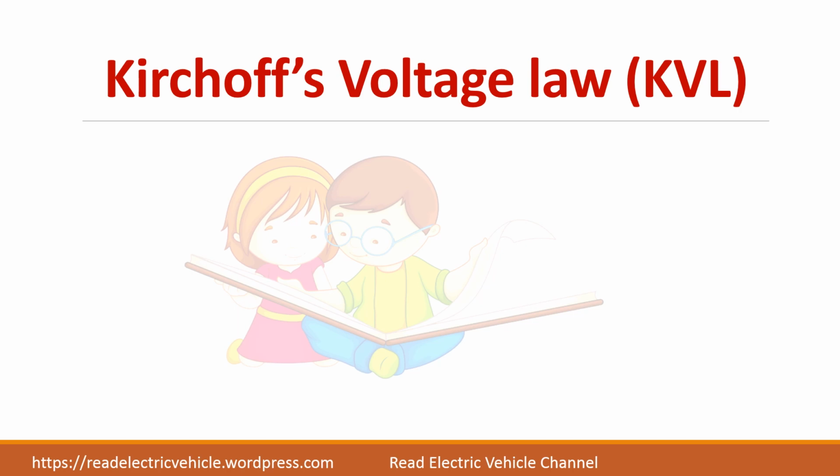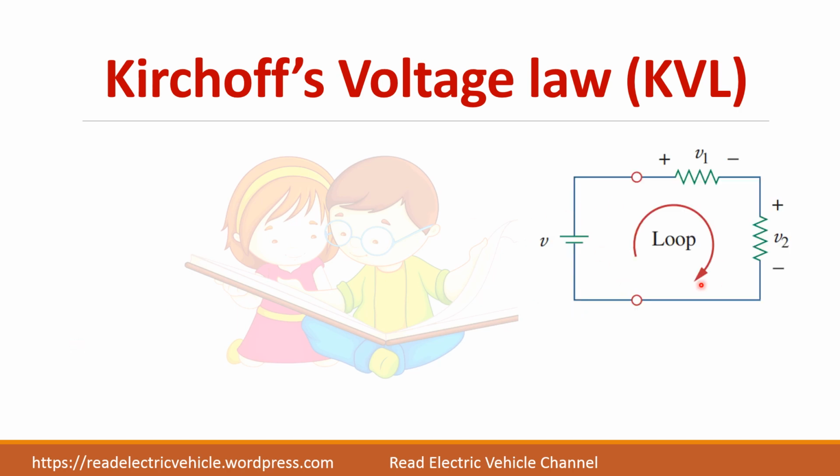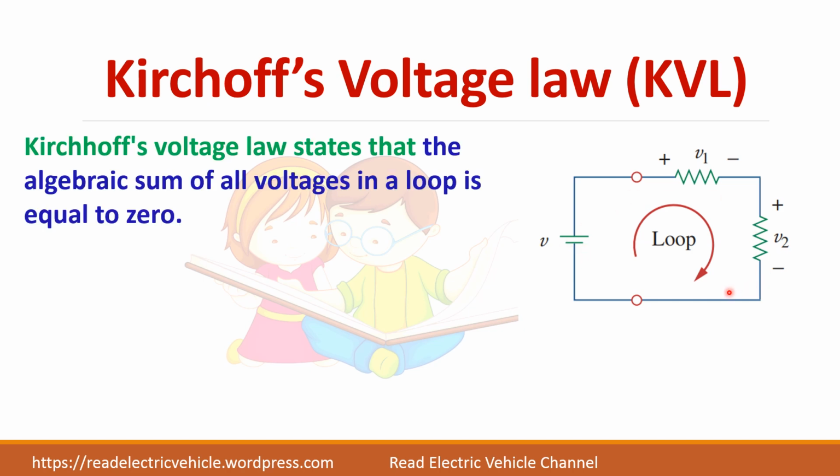We will see about Kirchhoff's voltage law. You take any closed path or a loop where the sum of all the voltages is equal to 0. If you take this circuit, there is a voltage source and two resistors. When current passes through the resistor, there will be a voltage drop. So V1 is equal to I into R1, and here you have a voltage drop of V2 when current passes through this resistor. According to this law, the sum of all the voltages V1, V2 is equal to 0.